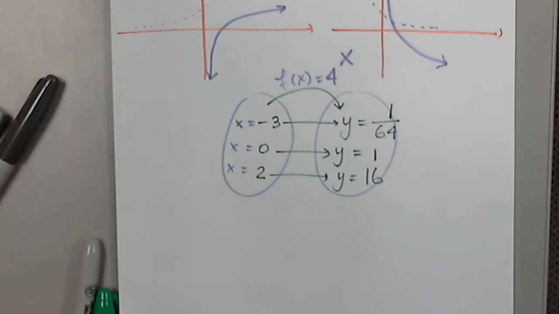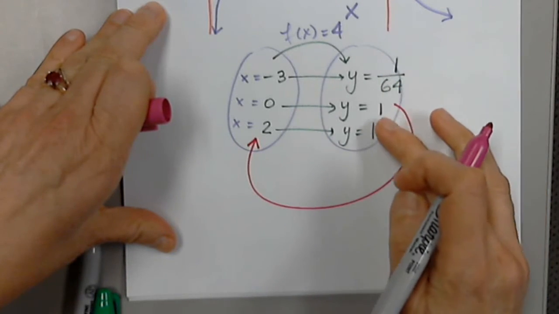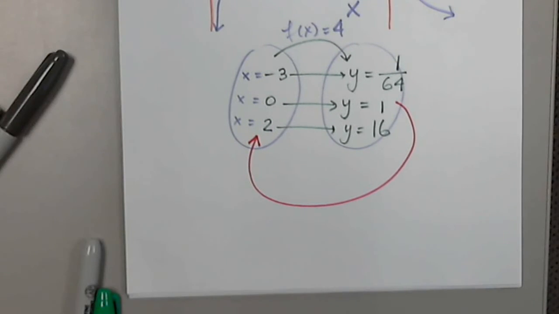Now, I want to show you how we go backwards from these values back to these values. Which function will do that? Which function will make 1/64 go back exactly to -3, no other number, and at the same time 1 go back to 0 and no other number, and 16 go back to 2 and no other number? Which function will do that? Logarithm. Correct. The inverse function will do that.